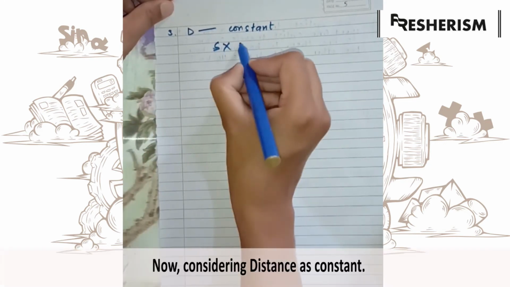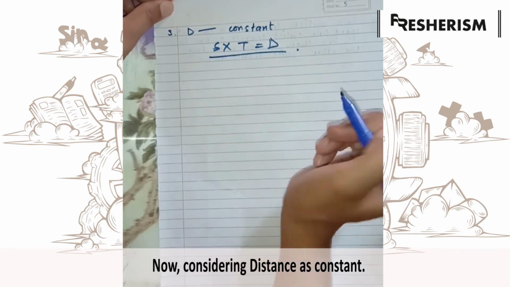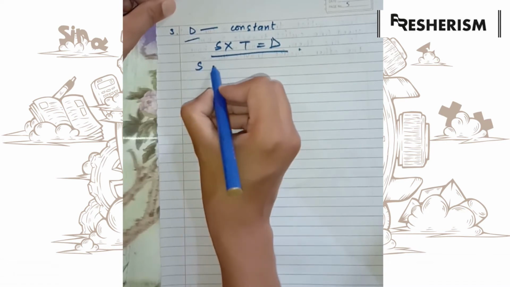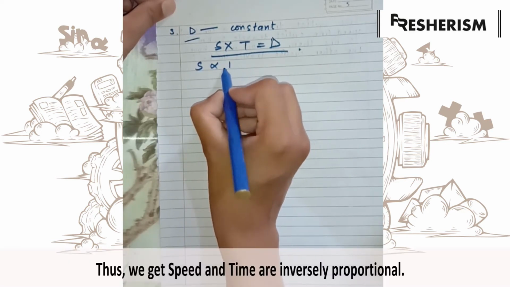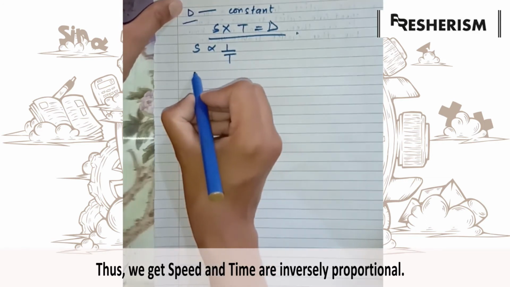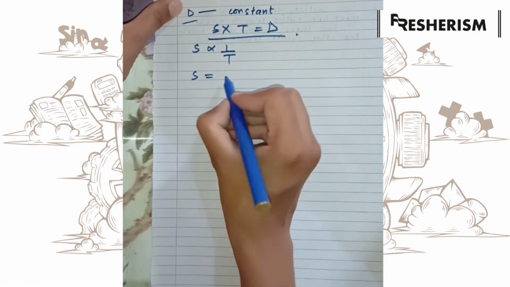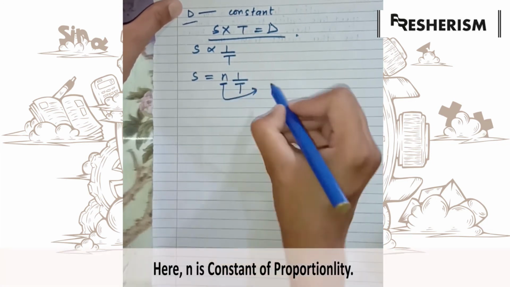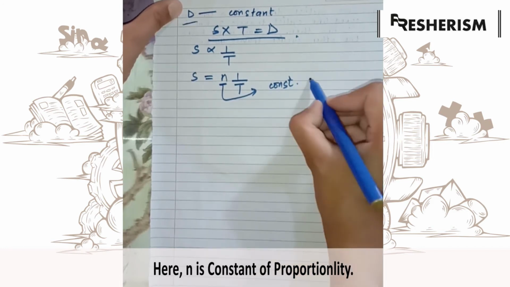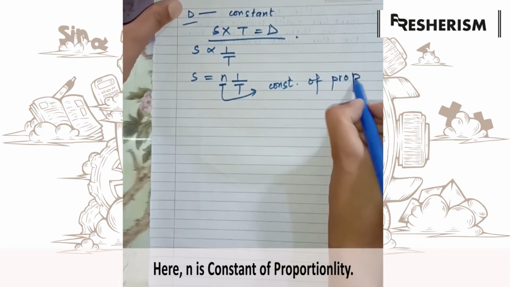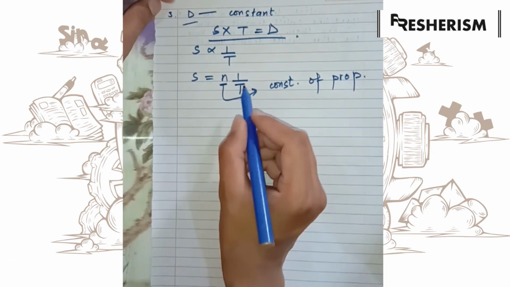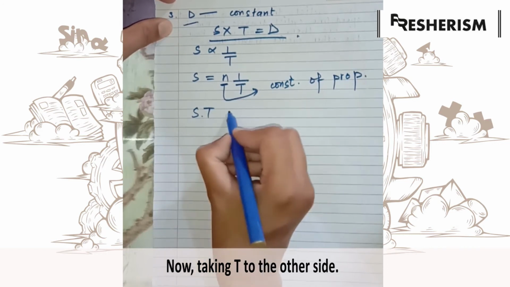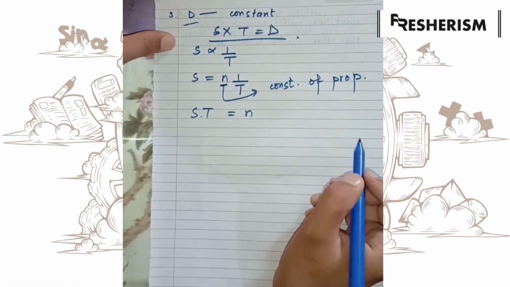Next is when we have distance as the constant quantity. So S into T is equal to D. In this, if D is constant, then S and T will be inversely proportional to each other. When we remove the sign of proportionality, we get another constant, let us say n. This is again the constant of proportionality, and if we take the T to the other side, it gets multiplied, that is, S into T is equal to n.